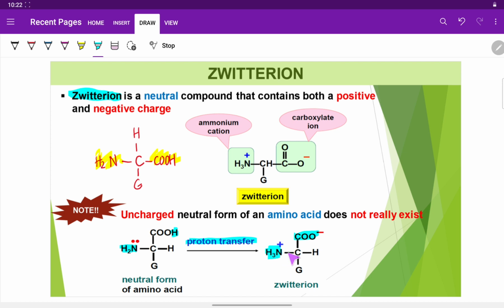So, kalau dalam soalan, dia minta awak draw the zwitter ion for lysine, contoh. So, dia akan bagi structure lysine. Okay, jadi untuk zwitter ion, awak akan lukis dia macam ni lah. The carboxyl group, remove H, tambah negatif. Pada amino group, tambah satu H. And then, positive charge pada nitrogen.